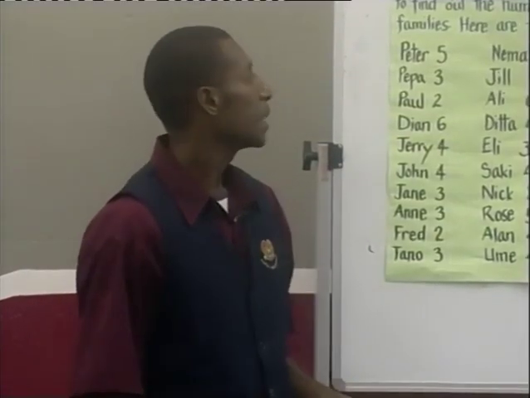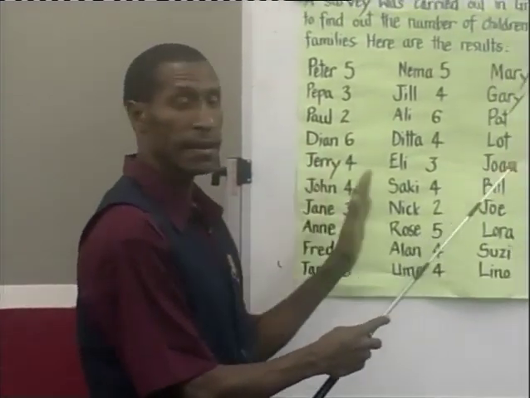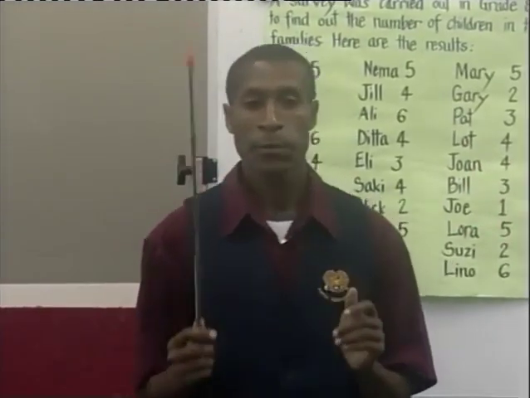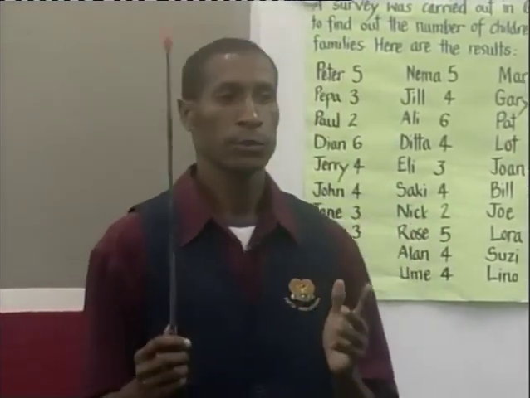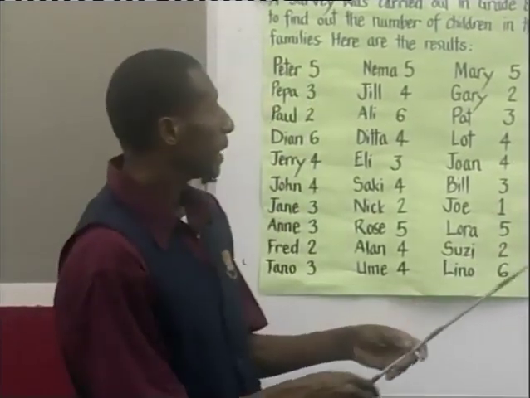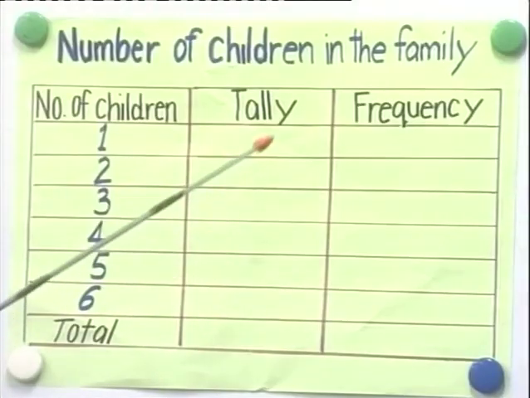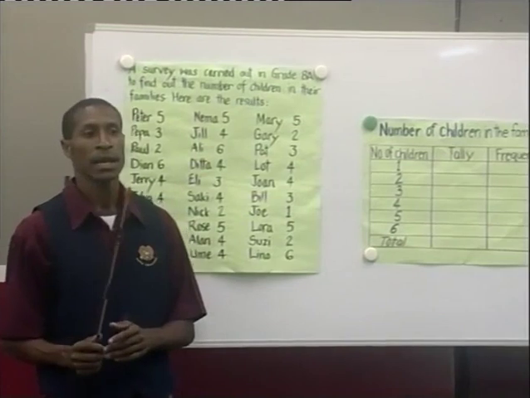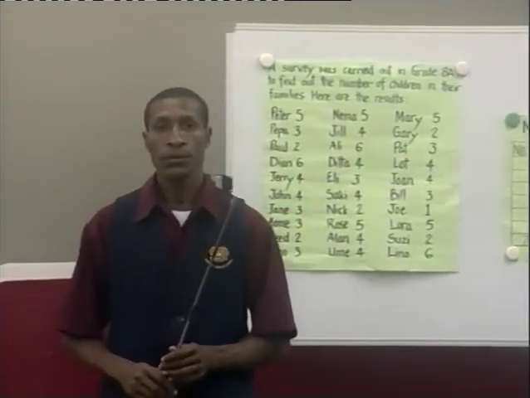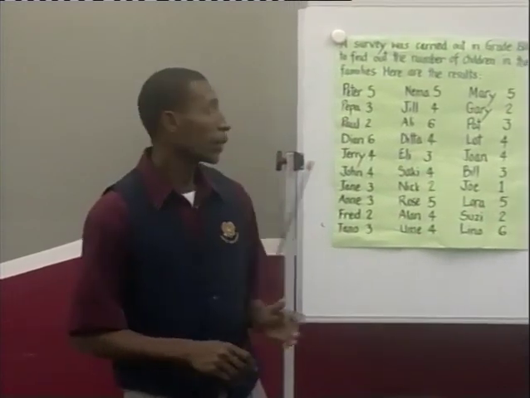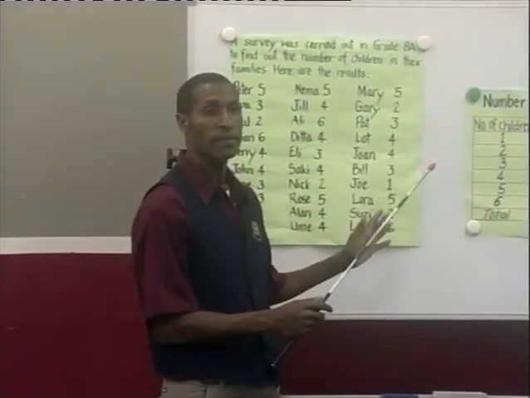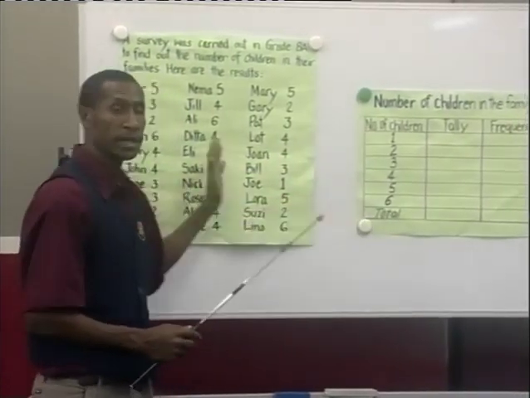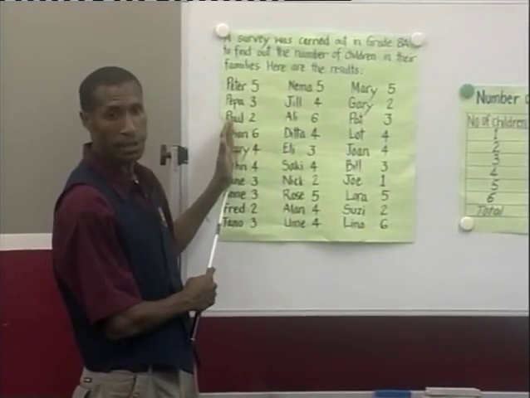Now, today's activity, we are going to organize this data in a frequency table. And this is how we will do it. Six students will be called up to the front, and they will fill in the tally and the frequency table. Receiving students and teachers, I hope you understand the process. I'd like you to observe how we are going to fill in this frequency table with the data which is given on the chart here.